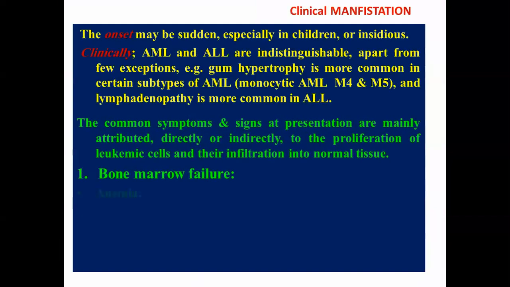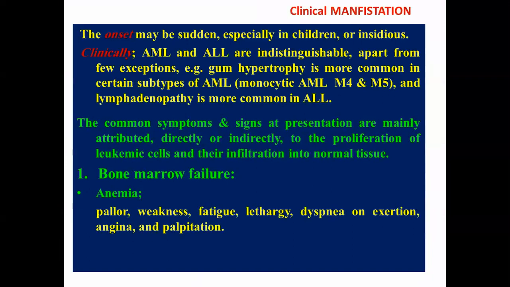We are still speaking about the clinical manifestation. The onset is either sudden, especially in children, or insidious. Clinically, acute myeloid leukemia and acute lymphoid leukemia are indistinguishable, as we mentioned previously. Apart from a few exceptions, some forms of leukemia have special clinical features in patients. Such as gum hypertrophy, which is more common in certain subtypes of acute myeloid leukemia, such as monocytic AML, the M4 or M5 subtypes that we will mention later, and lymphadenopathy, more common in ALL.